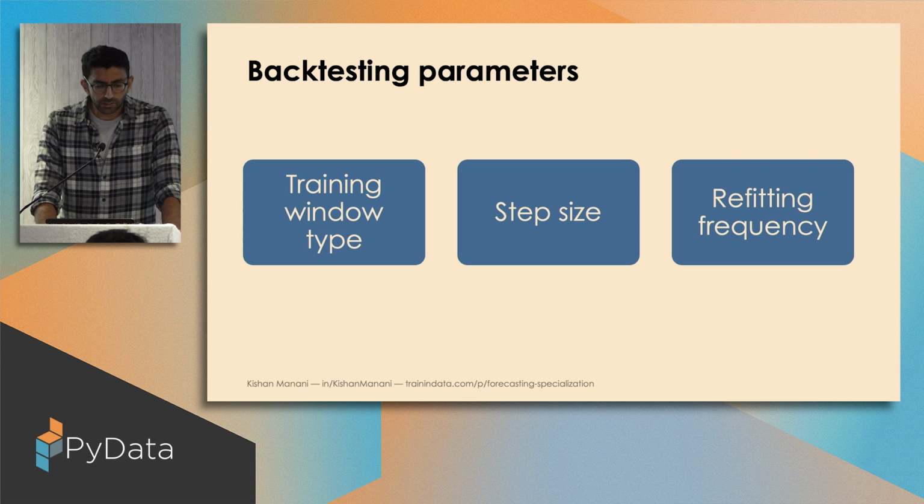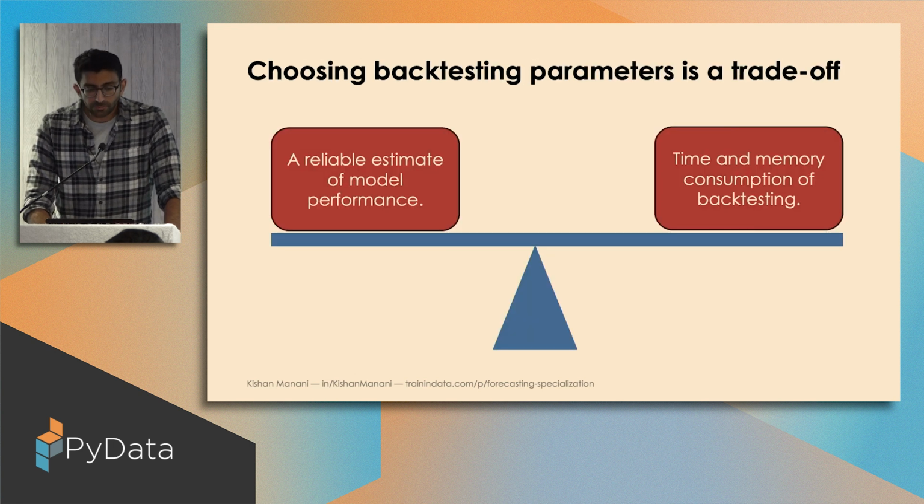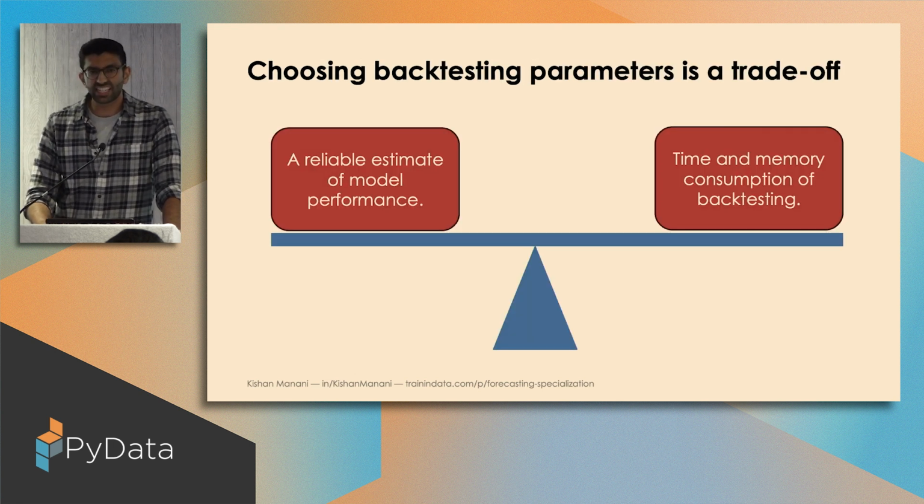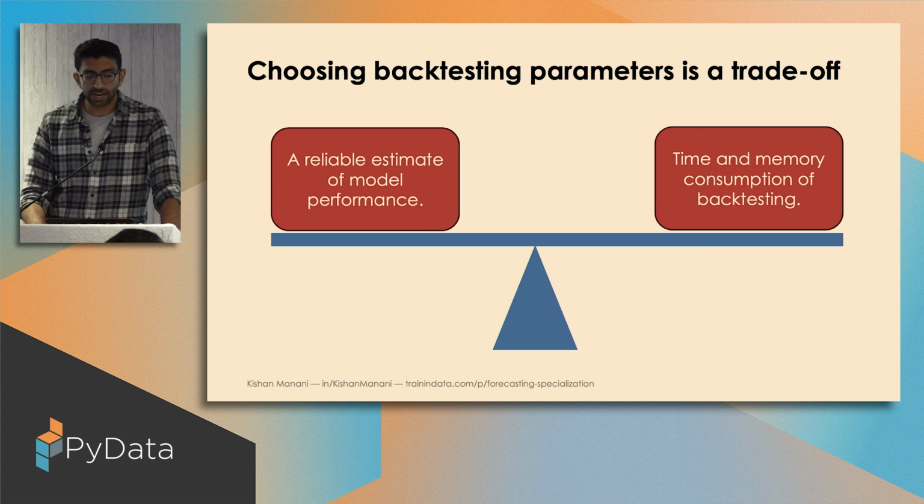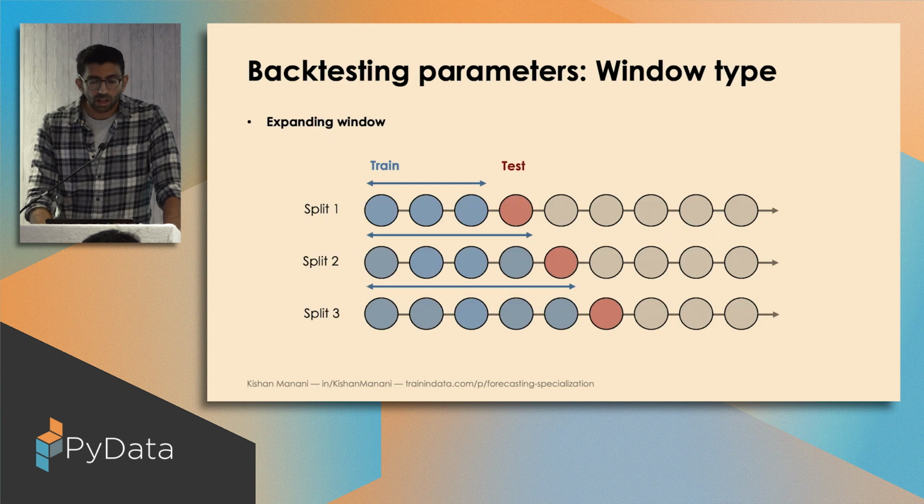So the parameters I'm going to talk about are the training window type, the step size, and the refitting frequency. I'll go into more detail in a second. And what we'll find is that choosing our backtesting parameters is ultimately a trade-off between trying to get a reliable estimate of our model performance versus the time and memory consumption of backtesting. And I'll illustrate this in just a moment.